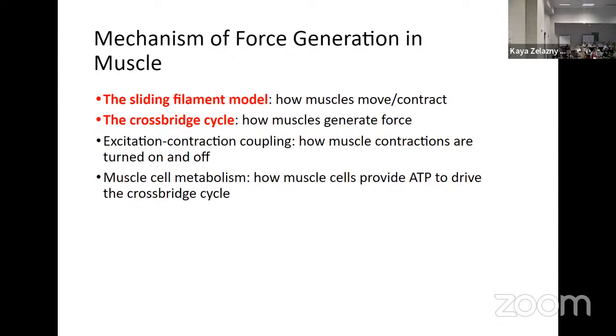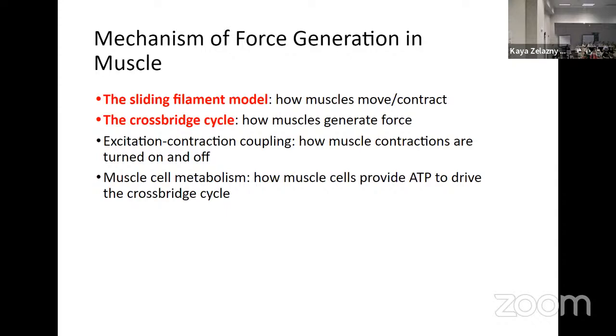And as they slide past each other, those Z lines are coming closer together. So overall, the sarcomeres are shortening, even though neither of the proteins got shorter, which means overall our muscle fiber gets shorter and you can pull on either end. Okay, so that's part of the how.